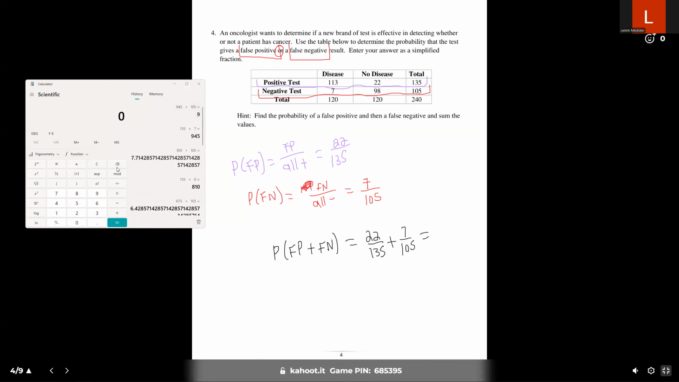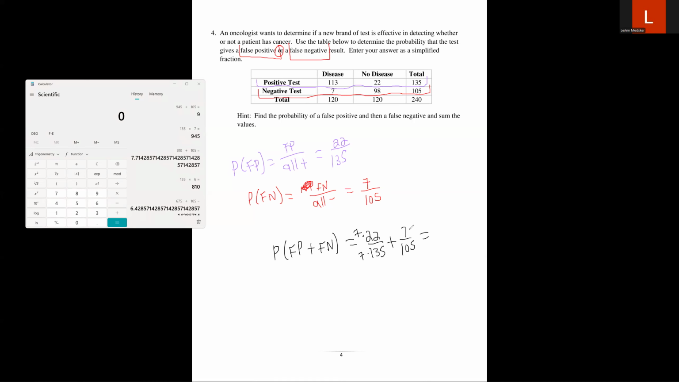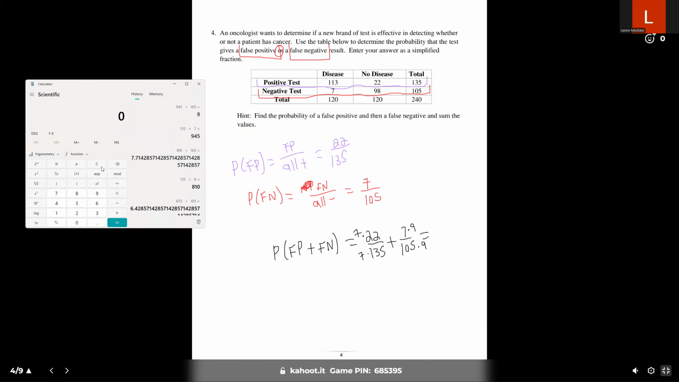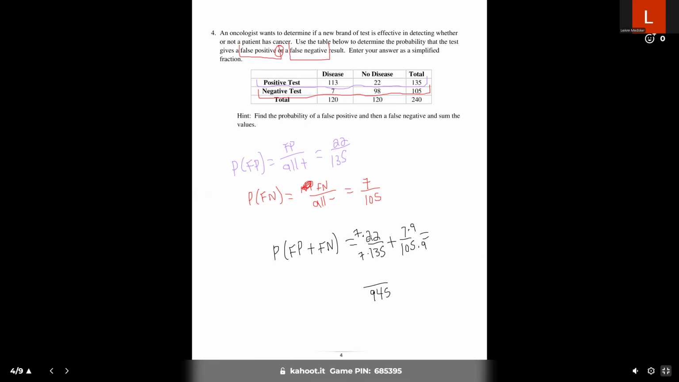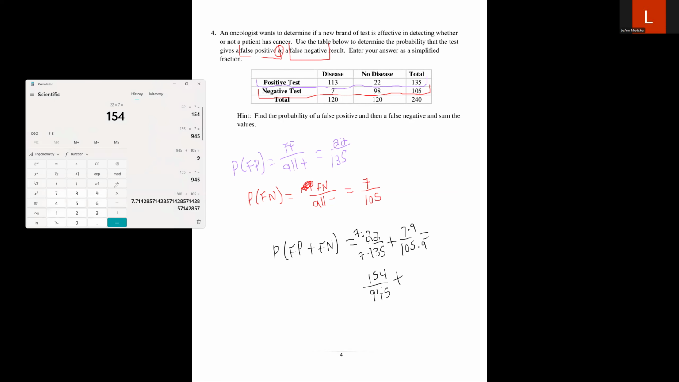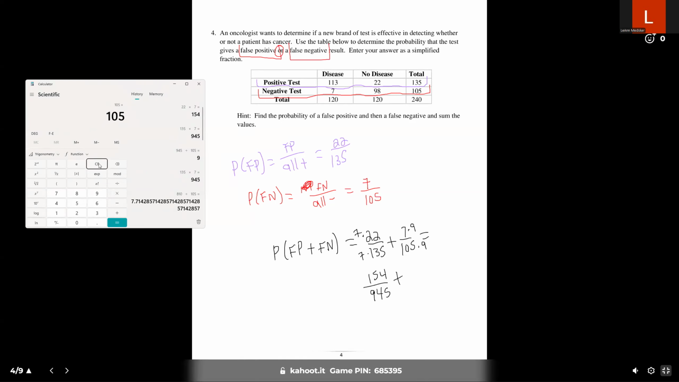I was just trying different things. So this one, I believe I had to times it by 7. I'll double check that. You want to use your calculator. And this one, I have to times it by 9. So let's double check that that works. So this is 135 times 7 is 945. That's my denominator that I came up with. And 22 times 7 is 154. And then 105 times 9, we want to double check that that's also 945 so that they get the common denominator. That's 945. And 7 times 9 is 63.